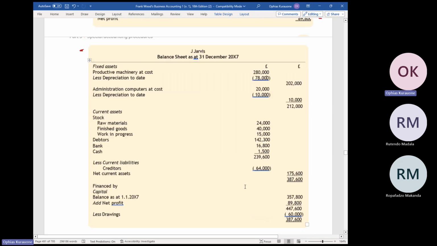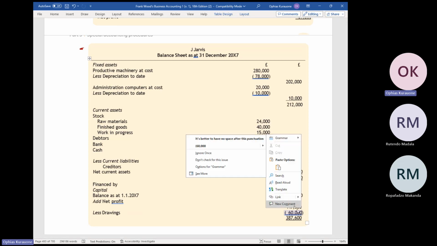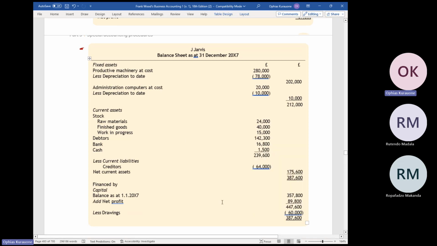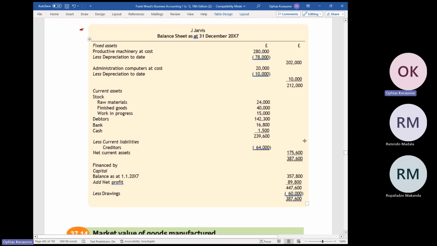So you see that our capital is going to be reduced by drawings, but it's also going to be increased by profit. The profit which you are going to get here, 89,800, is the one which you are going to add on the balance sheet here, 89,800. But our profit is going to be reduced by the drawings.